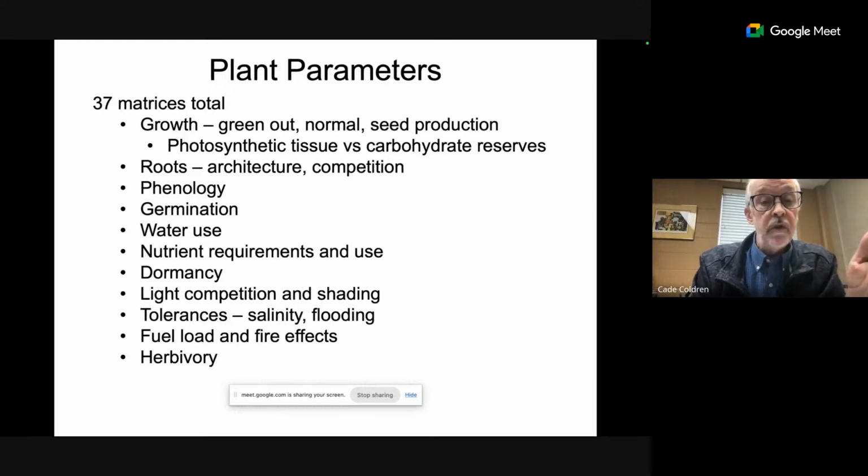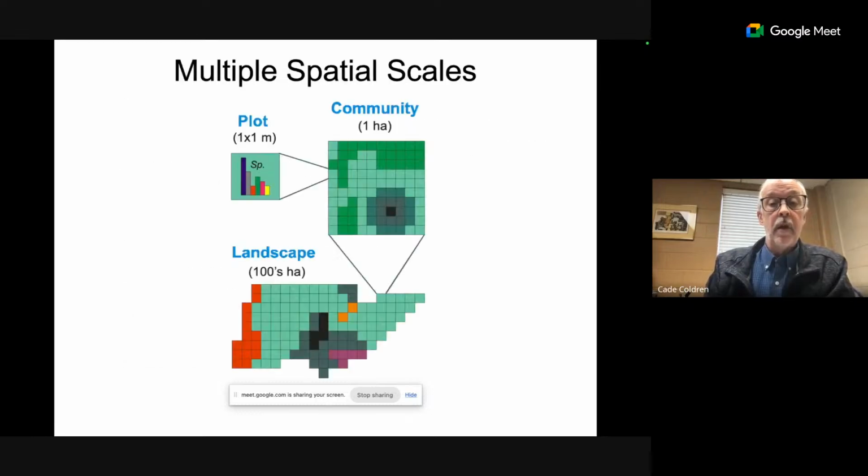Germination, water use. How much water does it take to produce above ground biomass? How much nutrients do different species need and how do they use those? What happens to dormancy? Light competition and shading, tolerances for salinity and flooding, fuel load. You would generally think of that as just being plant biomass, but some species have volatile compounds, and those species tend to contribute biomass that burns hotter, so it's in essence a greater fuel load. And of course, then there's herbivory. So a couple of diagrams on how we have the model structured.